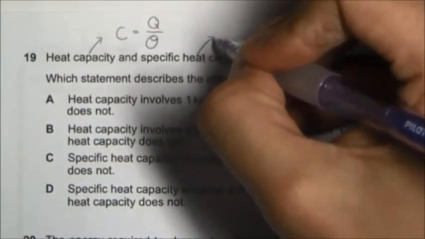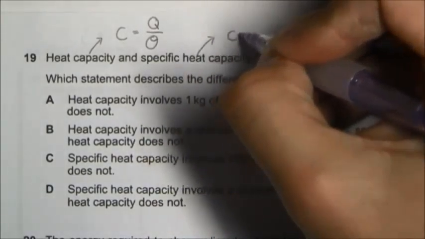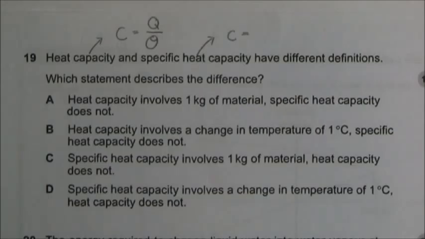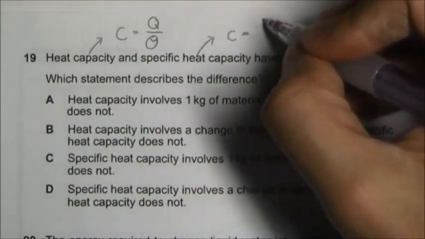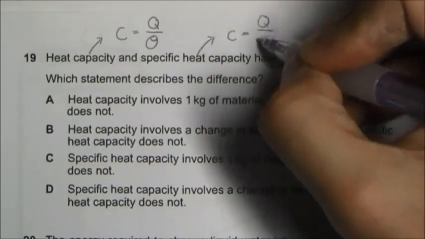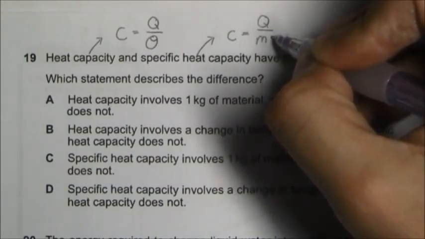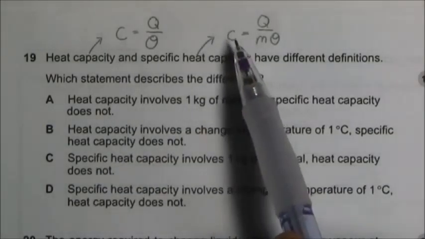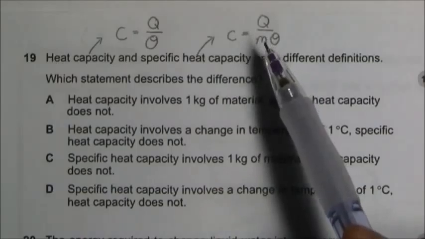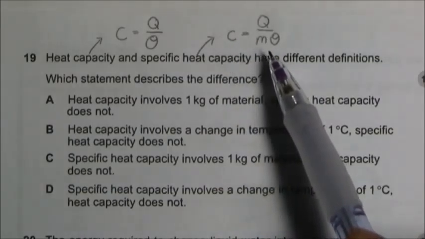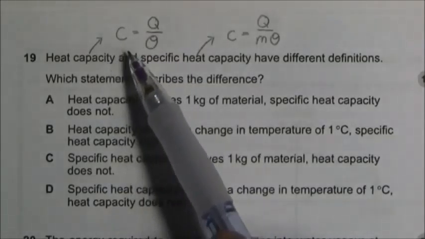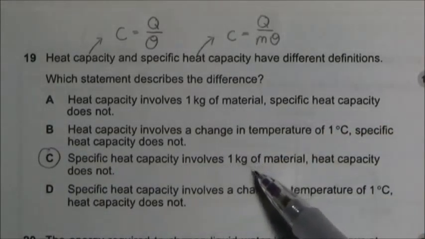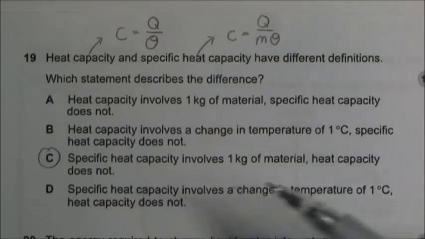And specific heat capacity, represented by small letter c, is actually the energy required to raise 1 kg of a material by 1 degree Celsius. So the formula looks like this: Q over m, which is the mass, and theta. So the difference between heat capacity and specific heat capacity is that specific heat capacity involves the mass, but heat capacity doesn't. So the answer should be C. Specific heat capacity involves 1 kg of material, heat capacity does not.